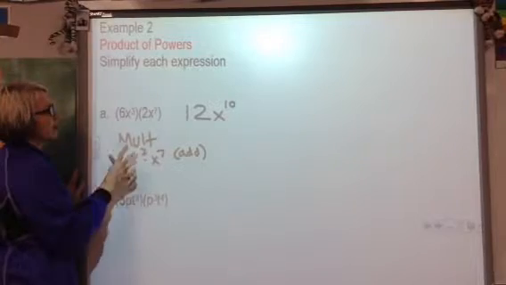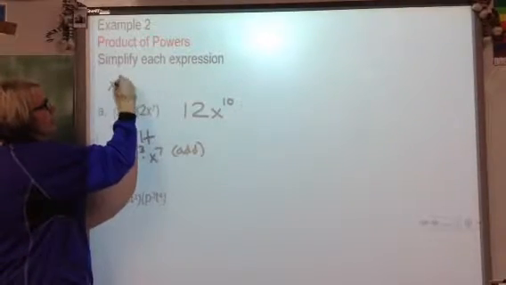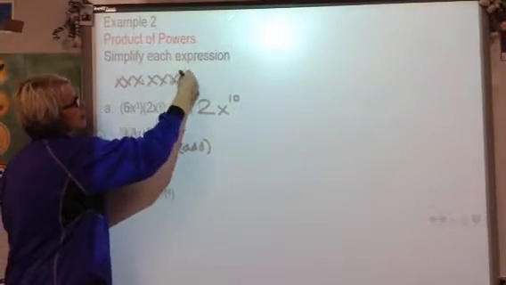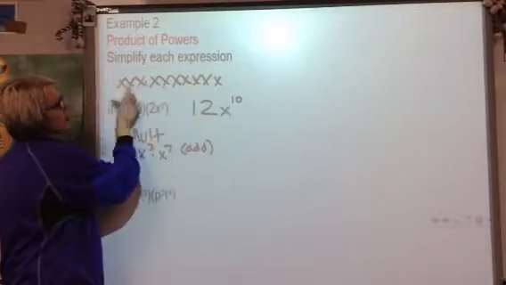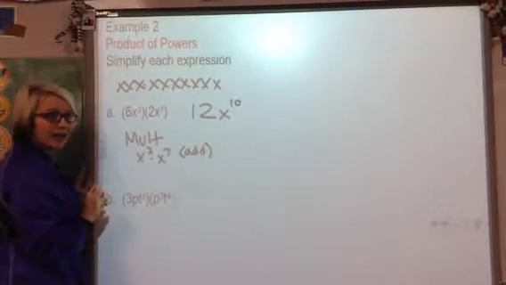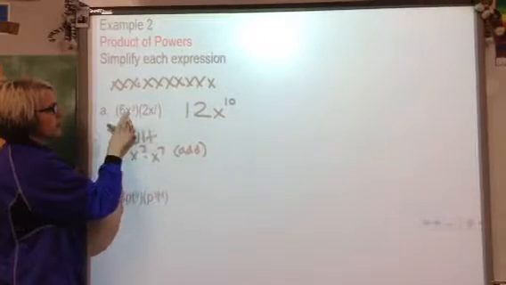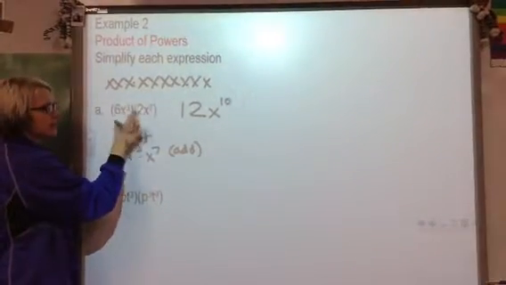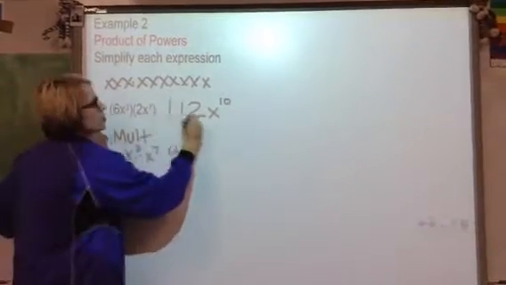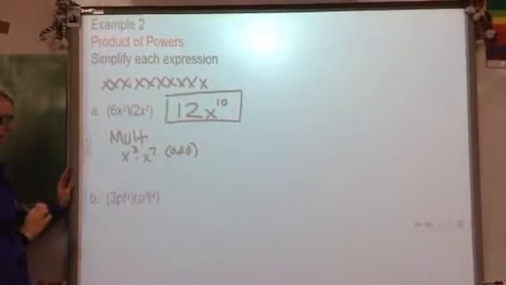That is a shortcut. The reason this works is because I'm taking x to the 3rd times x to the 7th, and if you look here, I could just count these and count 10. The shortcut with multiplication of the same base, the same variable, would be to add the exponents. So this would be the simplified version of A.